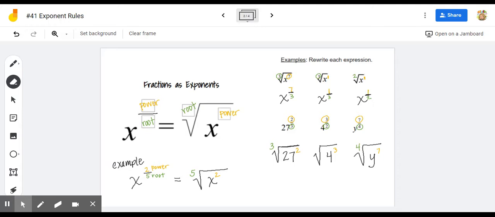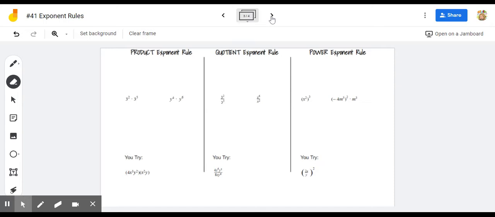All right, now there are 3 exponent rules that are very important for you to know. And I'm going to teach you those rules, but we're going to do it by showing you what the rules are. So we're going to expand a little bit. So we have a product rule, quotient rule, and power rule. And here's how they go. We're going to start with product rule.